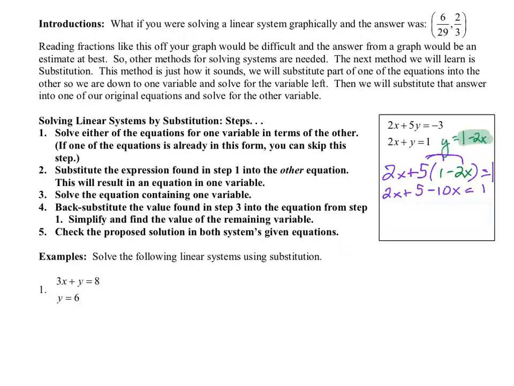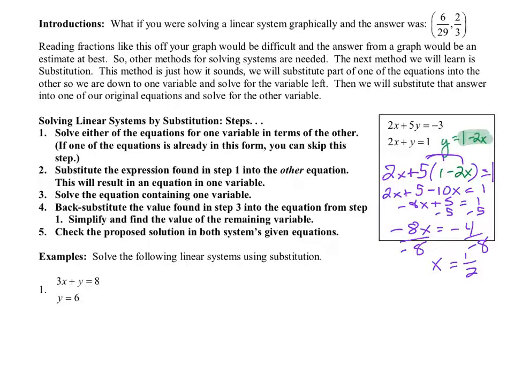Now I'm going to gather like terms. So 2x and minus 10x is minus 8x, plus 5 equals 1. I move the 5, and I get minus 8x equals negative 4. All right, now I divide by the negative 8. I'm isolating my x. X equals 1/2.